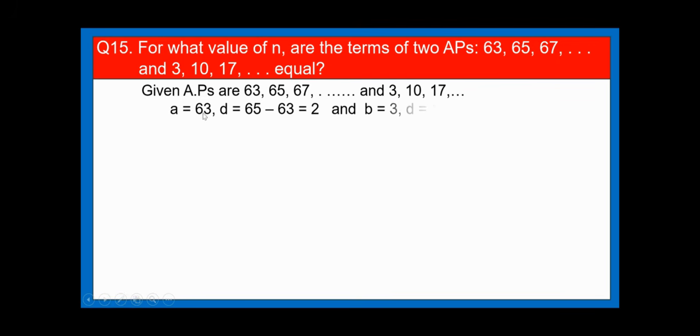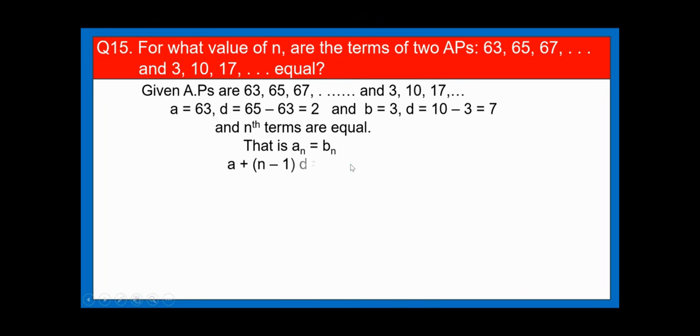In the first case a is equal to 63 and the common difference is 65 minus 63, that is 2. In the second AP, the first term, let us name it b, is equal to 3, and the common difference 10 minus 3 is equal to 7. In the first AP the first term is 63 and the common difference is 2, and in the second AP the first term is 3 and the common difference is 7. But it is given that the nth terms are equal. The nth term of the first AP is equal to the nth term of the second AP, that is an is equal to bn.